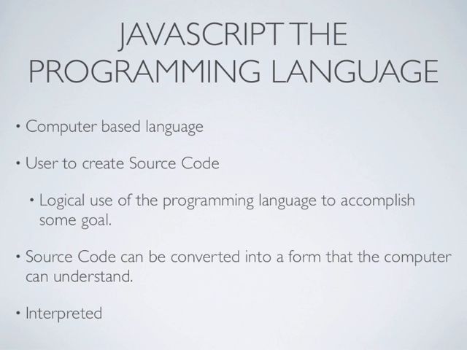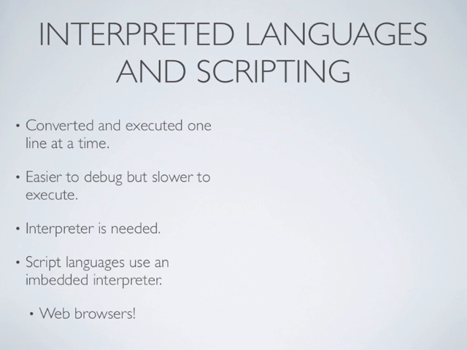The particular technique that JavaScript uses is by passing through what's called an interpreter, so we would often say that JavaScript is an interpreted language. Given that JavaScript is an interpreted language, it might help a little bit to know a little bit about interpreted languages in general. Interpreted languages are languages where each line from our source code is converted one line at a time and then immediately executed.